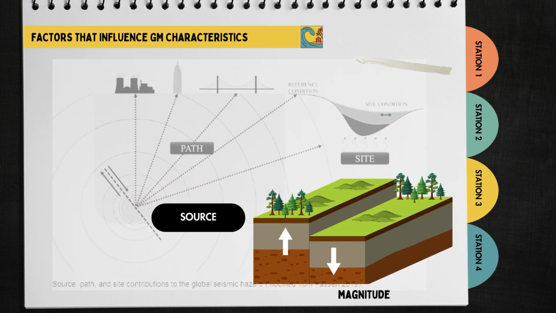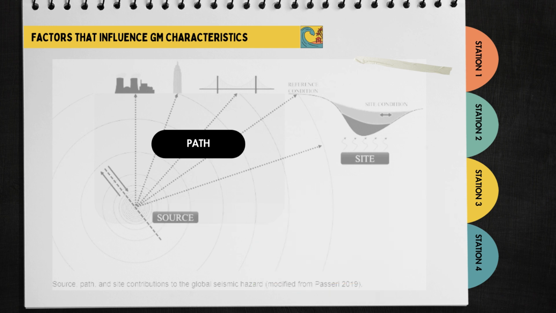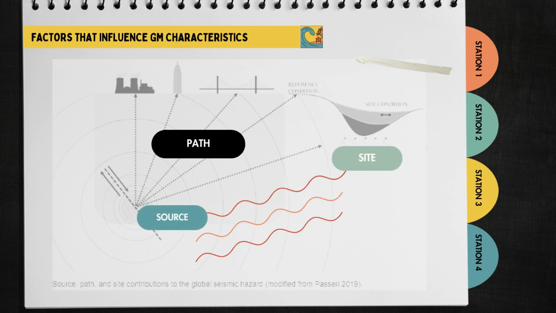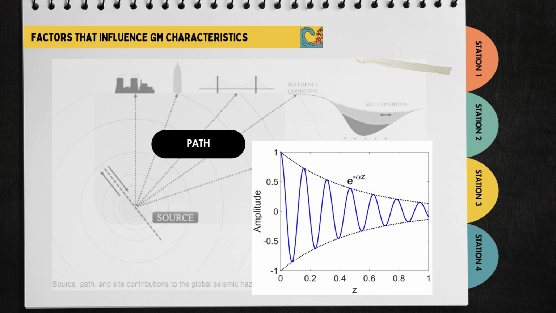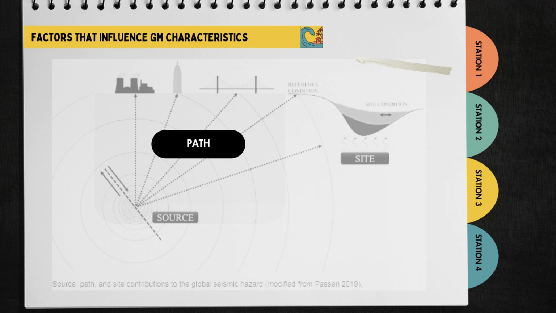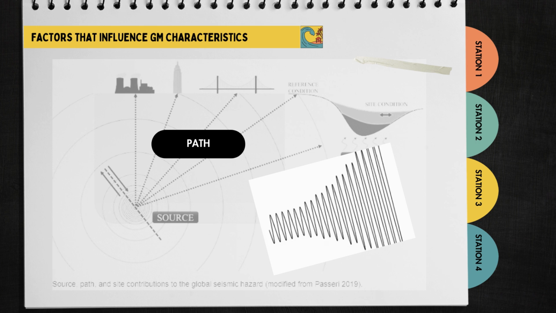Source effects are related to earthquake magnitude, which is a measurement of the energy released in the earthquake. Path effects refers to the propagation of seismic waves from source to bedrock beneath the site. In general, the amplitude of seismic waves decreases with distance. This is called geometric attenuation. The velocity at which the seismic waves travel depends on the stiffness of the ground. The softer the material, the lower is the wave velocity.